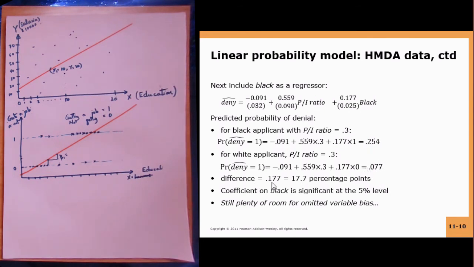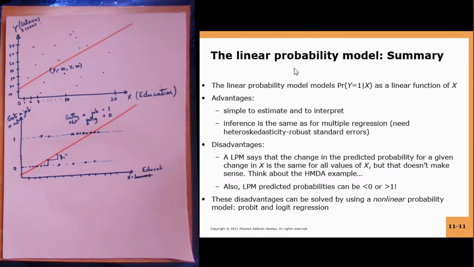So the difference is 0.177 or 17.7 percentage points, and this coefficient on black is significant at the 5% level. If you look at the coefficient and the standard error, you can see that it is significant at the 5% level. Still, there may be plenty of room for omitted variable bias. There may be other variables that we have not included that may result in omitted variable bias.